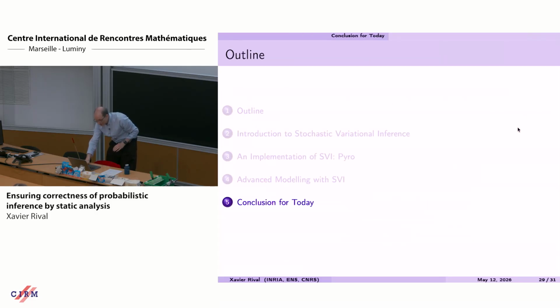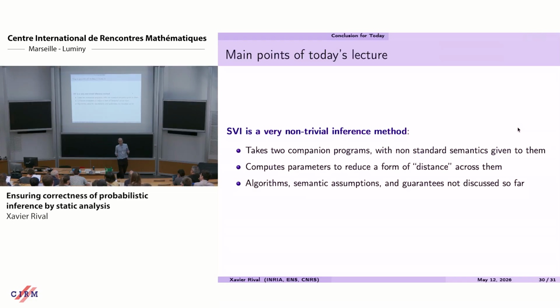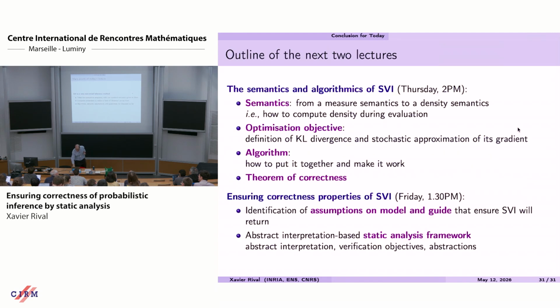That's something I will stop on because it's 10:30 and also because it's perfect motivation for what is going to follow. Essentially what we have seen today is that SVI is a very non-trivial method that takes not only one probabilistic model but a pair and then runs some optimization on them. We are going to discuss the inner workings of SVI on Thursday, so we have to do a lot of semantics to understand how to even get approximations and estimations of the gradient of the distance.